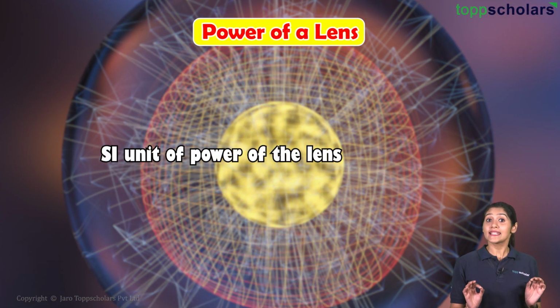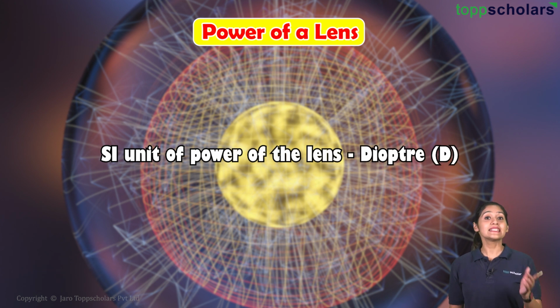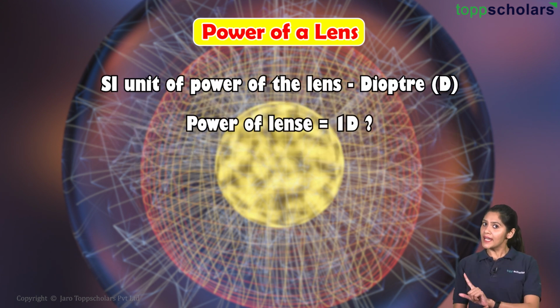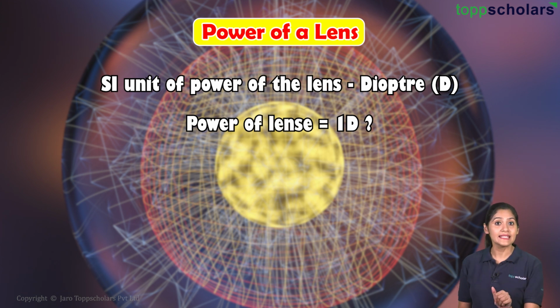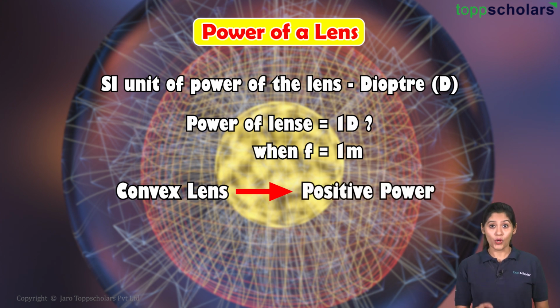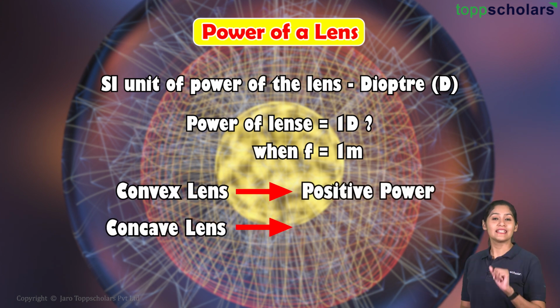Talking about the SI unit of power of the lens, it is diopter, denoted by the letter capital D, when the focal length is expressed in meters. Hence, we can say that 1 diopter will be the power of the lens with a focal length of 1 meter. Also, remember that the power of convex lens is positive while the power of concave lens is negative.